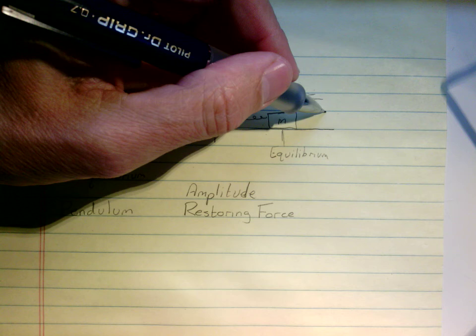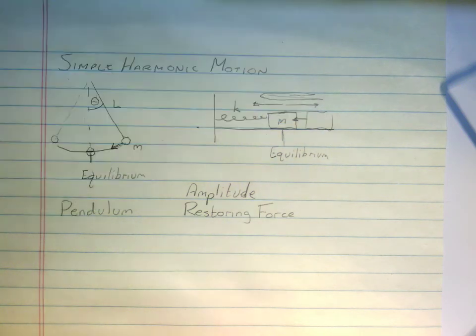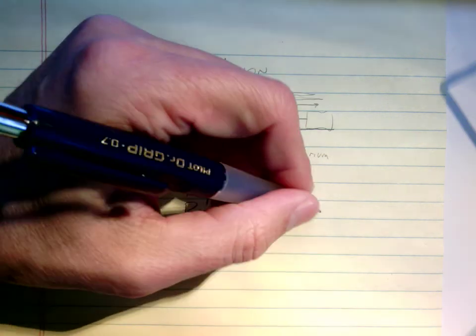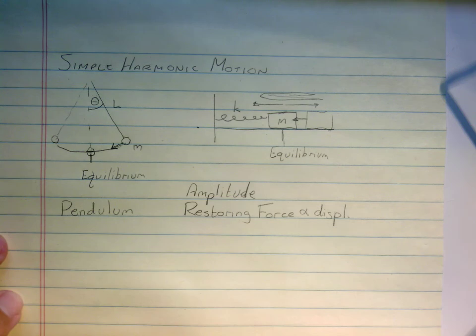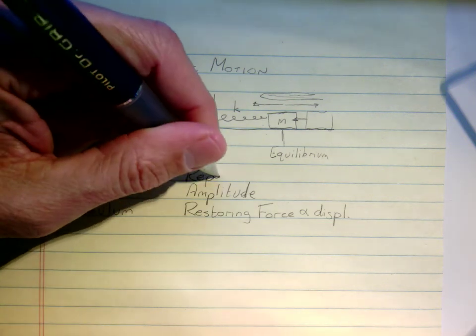Over here, if we stretch the spring out, there will be a net force towards the center. The farther you stretch it, the bigger the restoring force. So the restoring force is proportional to the displacement, to how far it's been displaced. Those are the main characteristics. It's a repetitive motion.